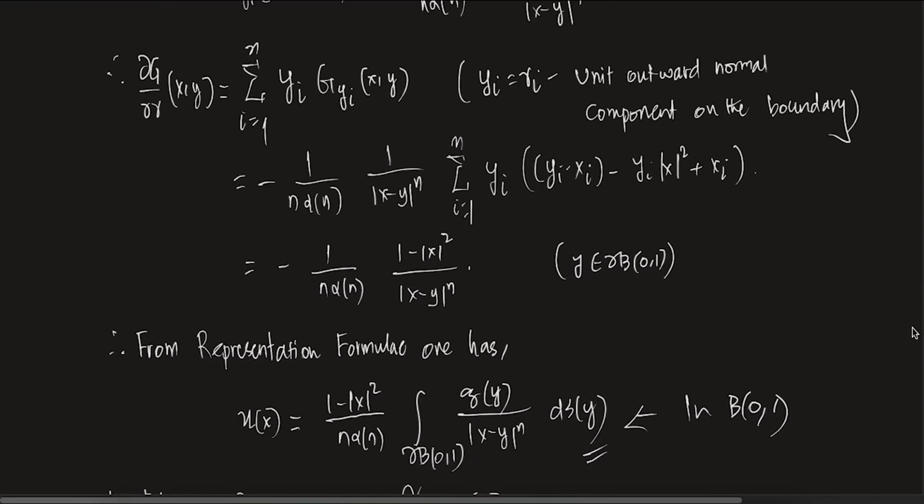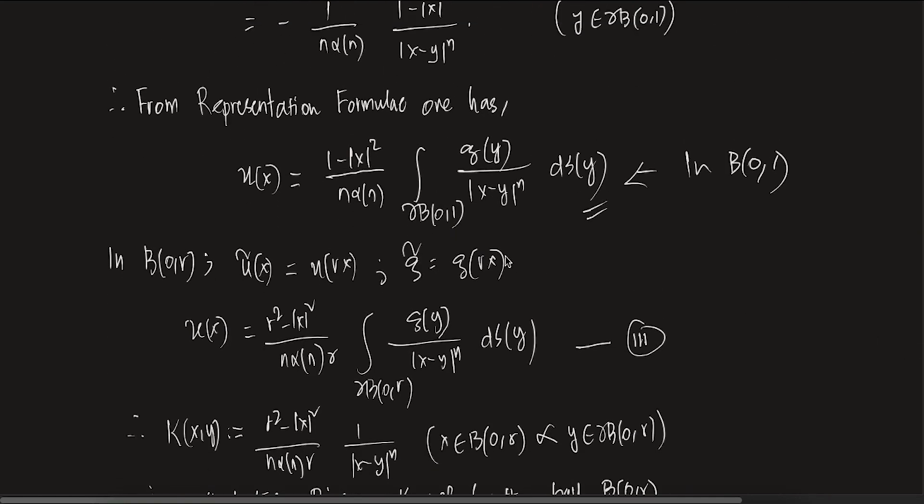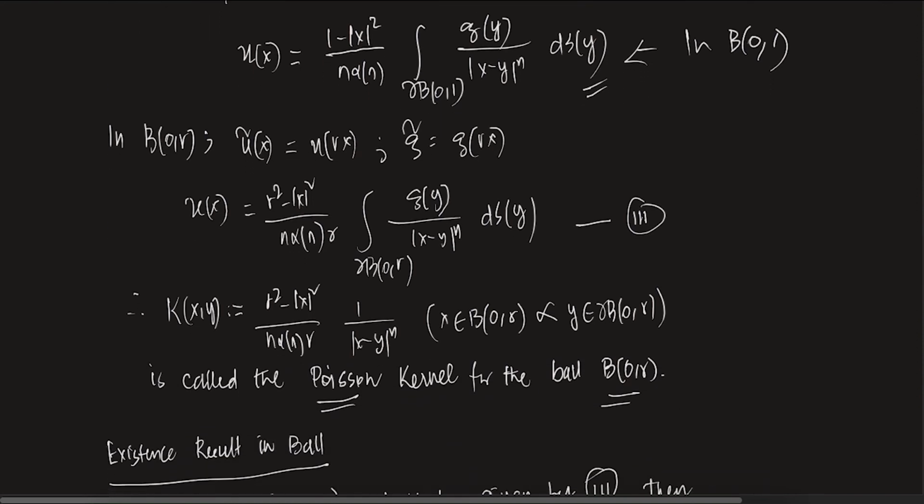This is u of x. This is the value of u at any point x, the representation formula. Now, do you think there is another formula for u? No, because u is unique, right? Whatever the value of u at that point, this is the unique value, because of the uniqueness theorem for this problem.